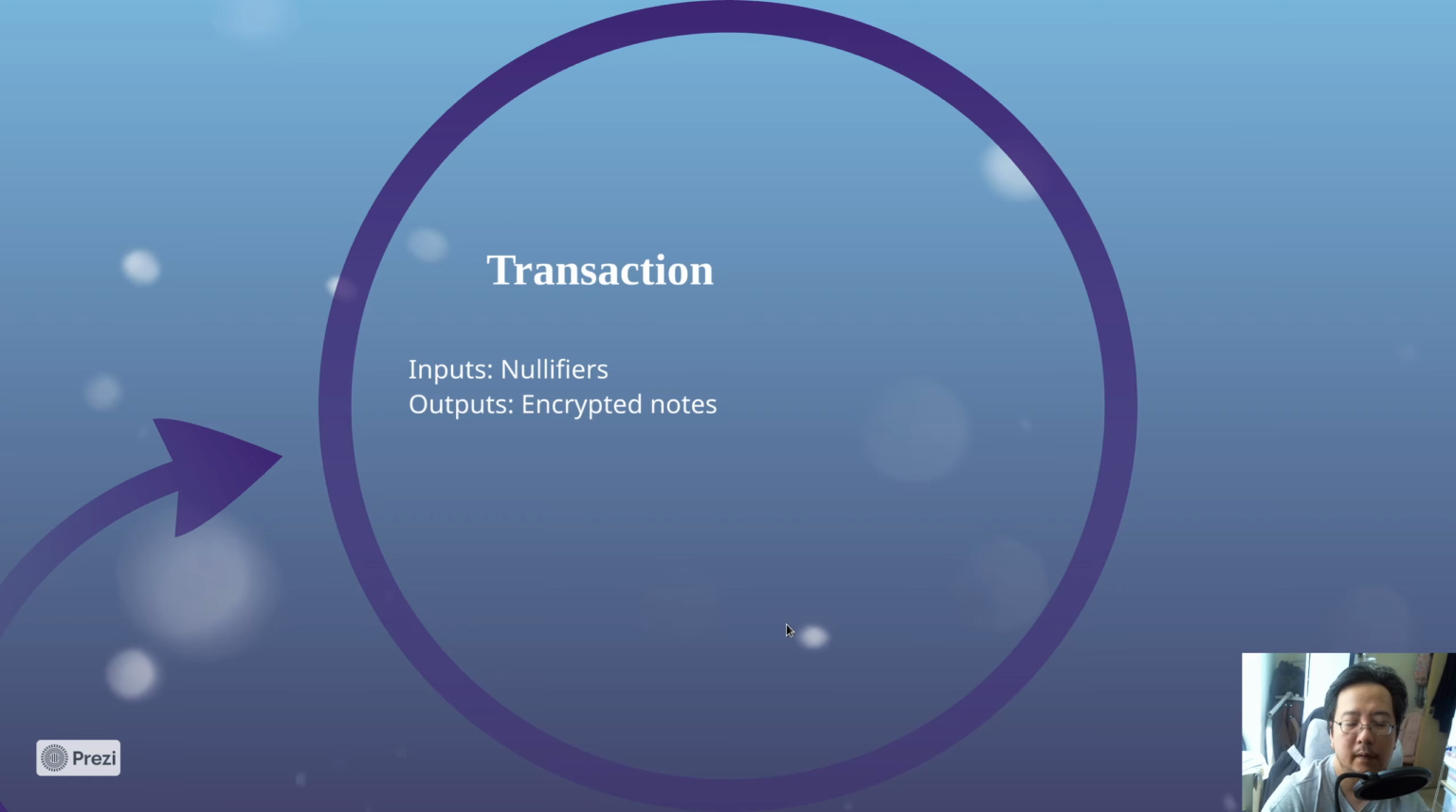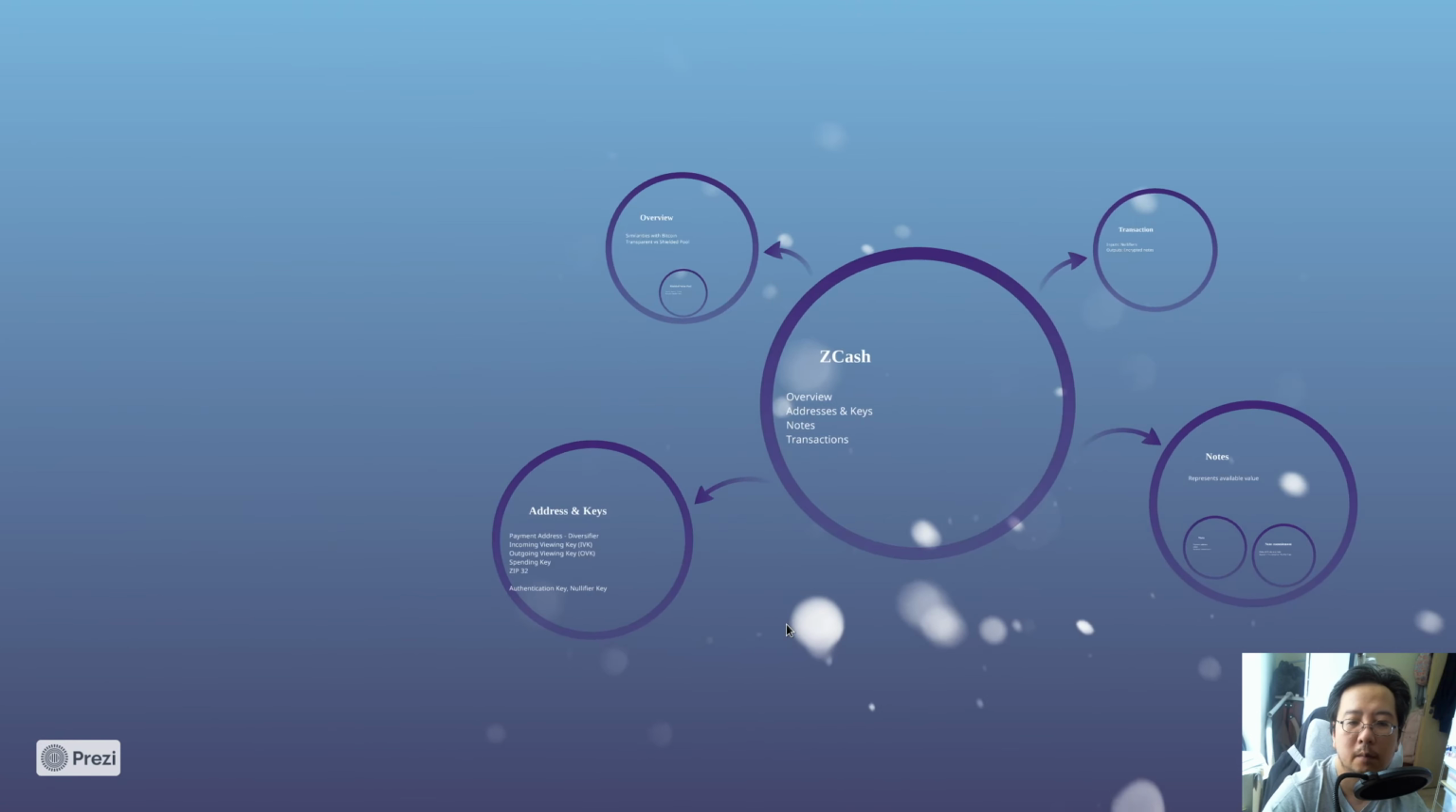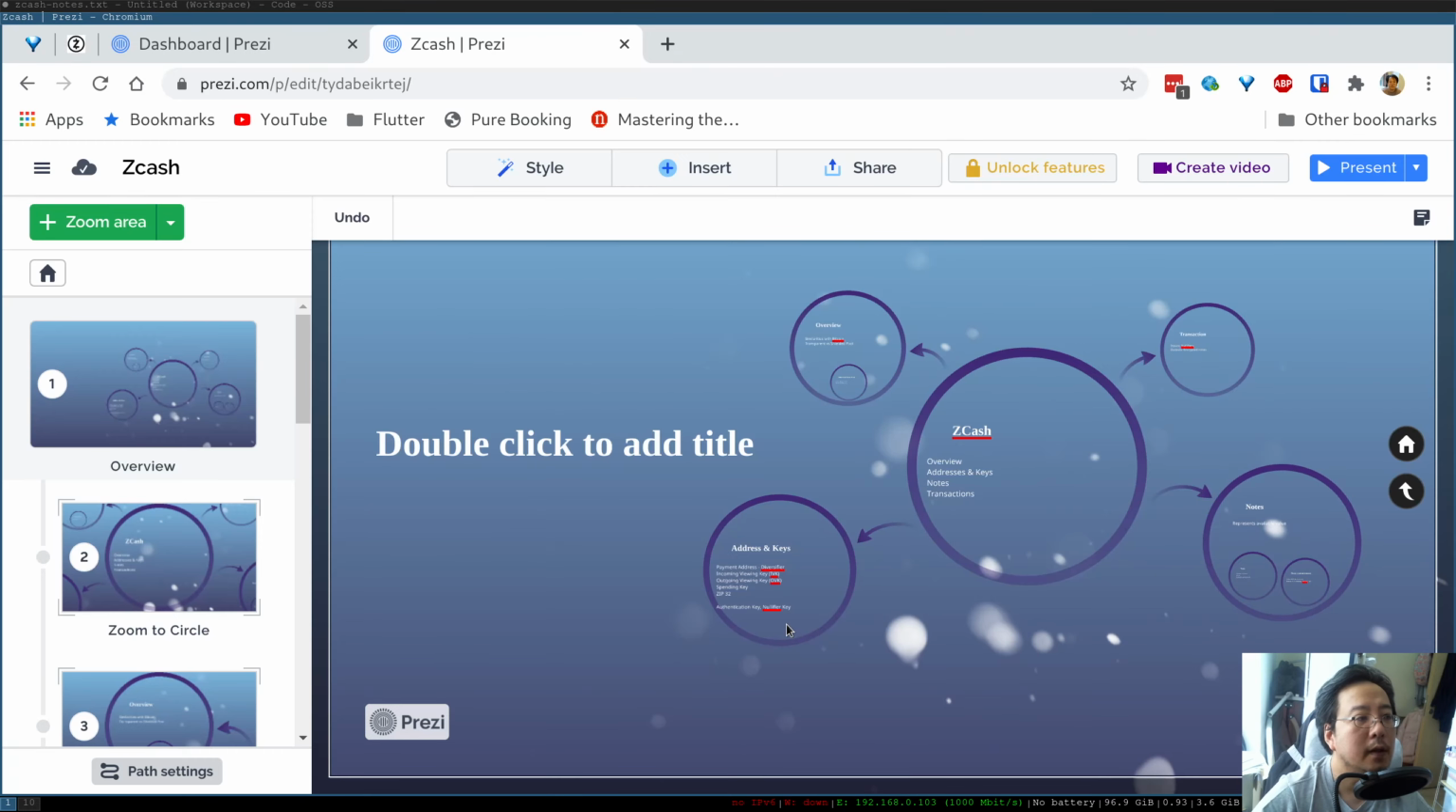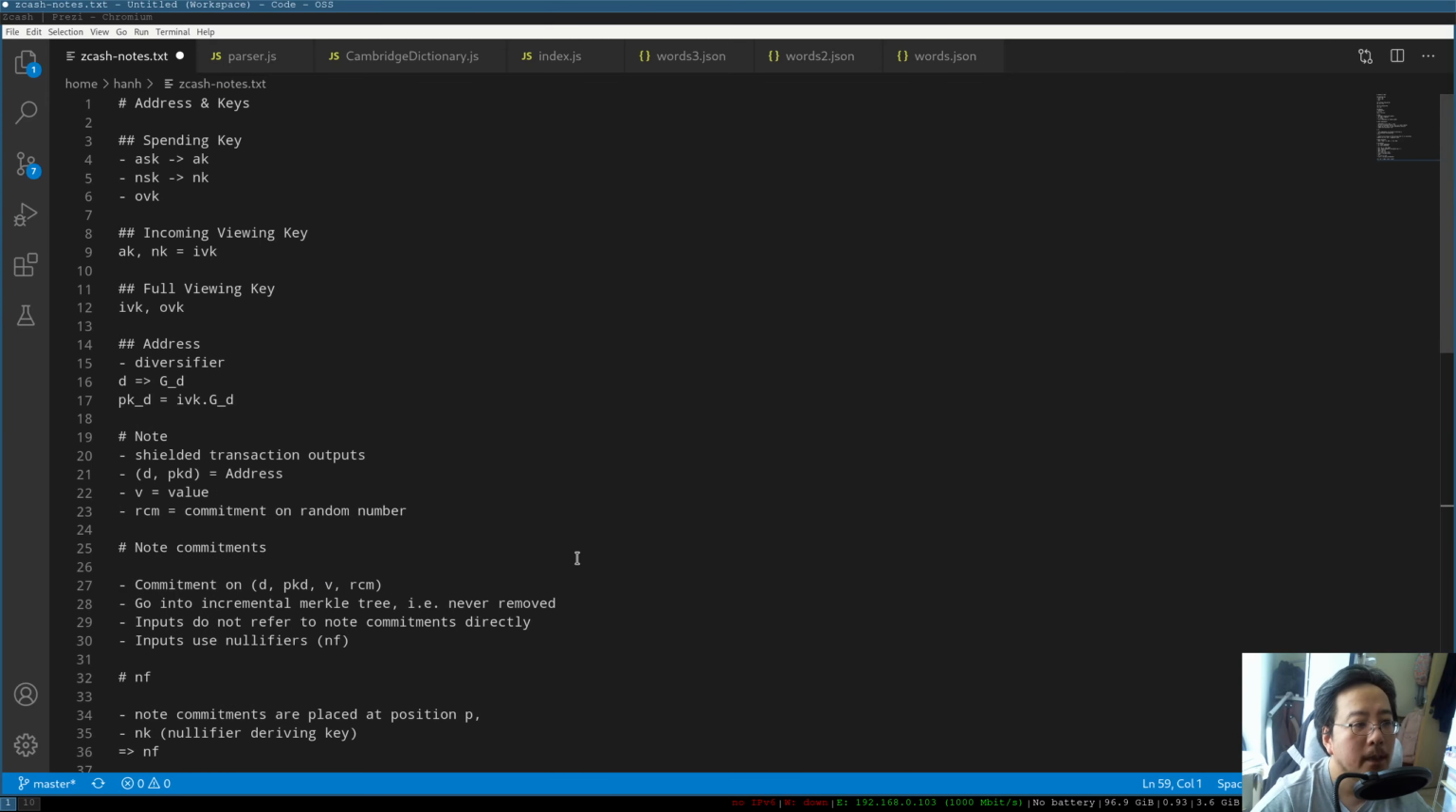So here you have it. Now we can go into more details. This is basically the overview of the system. You can go into more details about how these components work, but that's a bit more technical. Okay, so let's go back to the first section where we're talking about addresses and keys.